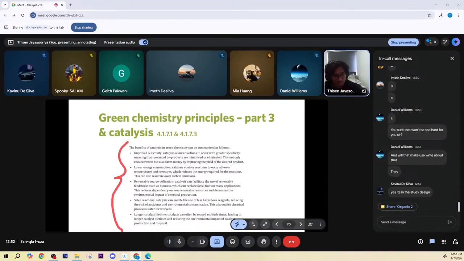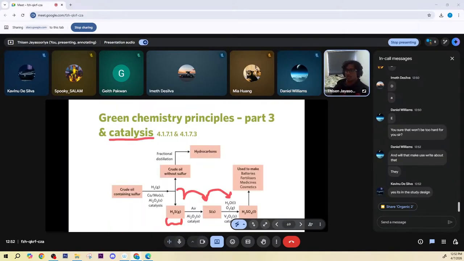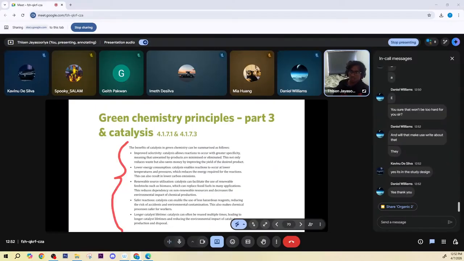Yeah, so they'll just get you to discuss the idea of how a catalyst can improve it. They don't want you to understand this. They don't need you to know the specific pathway of how the catalyst works. You just need to know that these are ways that catalysts can improve it. So improve the selectivity, right? It just means that we remove unwanted byproducts, lower energy consumption. Remember, the catalyst lowers the activation energy. It's renewable resources. So here, catalysts can be used to facilitate.